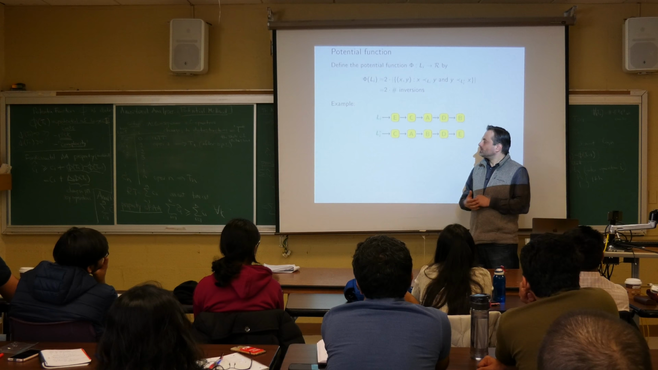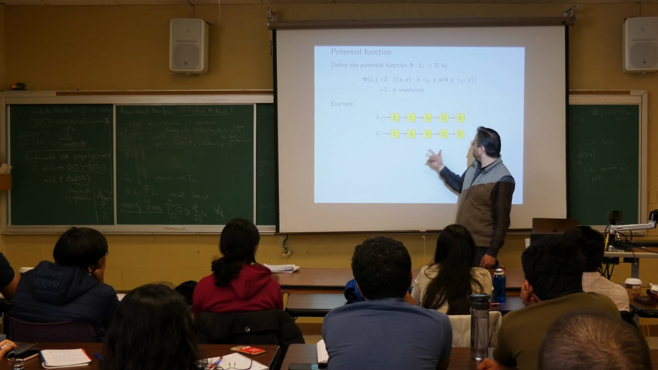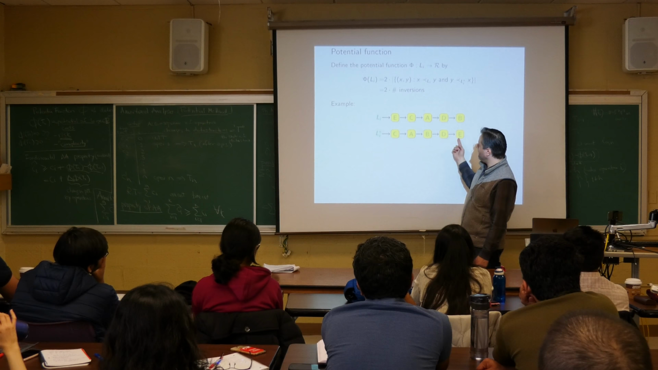Okay, so this is her list, for example. This is my list. An inversion is when I have things in a certain order and she has them in the opposite order. For example, EA versus AE, right? That's an inversion because in this one, E comes before A. And in this other one, A comes before E.